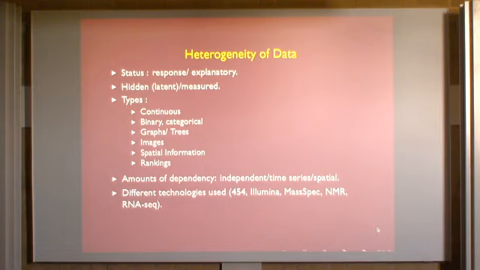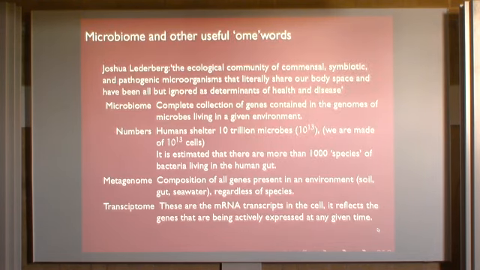We have different types of data. We have continuous data and binary and categorical data, which statisticians know how to handle very well. But then on the other hand, we have graphs and trees, which we don't handle so well, and images and rankings, spatial information. So we have many different types of data. And then most of biological data is not IID. So we can't pretend that we have IID data, so either we have spatial dependencies or longitudinal dependencies, but we have a lot of dependency. And we're combining data from different technologies, and that also brings in various kinds of batch effects and difficulties.